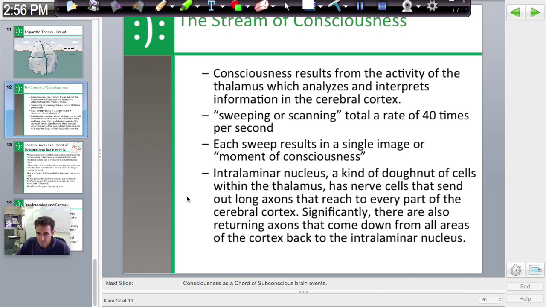The intralaminar nucleus, a kind of donut of cells within the thalamus, has nerve cells that send out long axons that reach to every part of the cerebral cortex. Significantly, there are also returning axons that come down from all areas of the cortex back to the intralaminar nucleus. That is the scientific reason why we have this sweeping or scanning of consciousness.